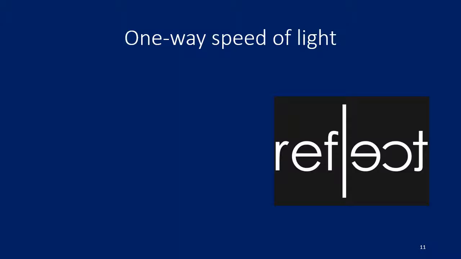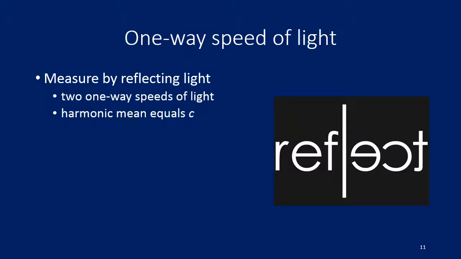We'll have to look at the one-way speed of light. It turns out that we measure the speed of light by reflecting light. So we really get two one-way speeds of light, and we take the harmonic mean to find the c, the average speed of light.